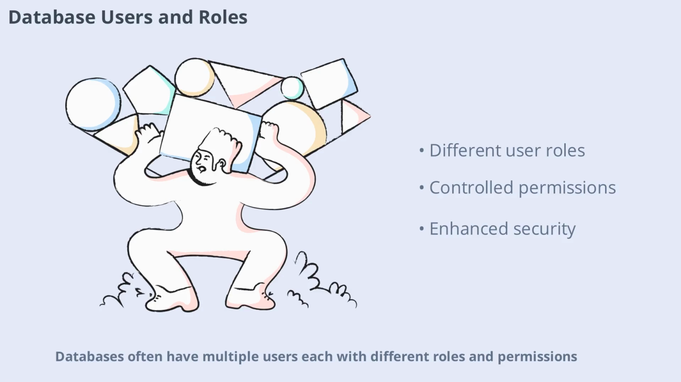Databases often have multiple users, each with different roles and permissions. For example, an administrator can manage the entire database, while a regular user might only be able to view or update certain data. Assigning roles helps control access and maintain security, ensuring that users only have the permissions they need.